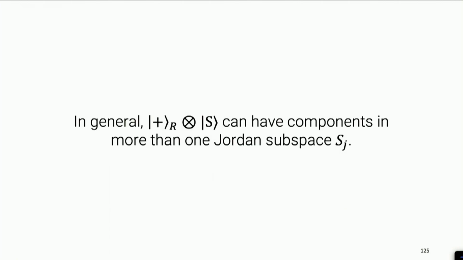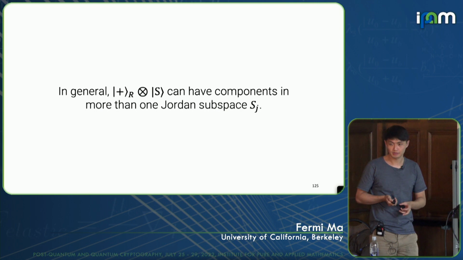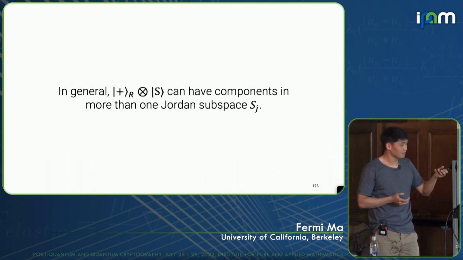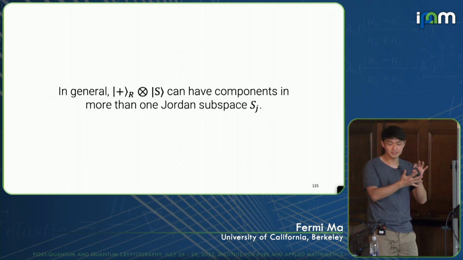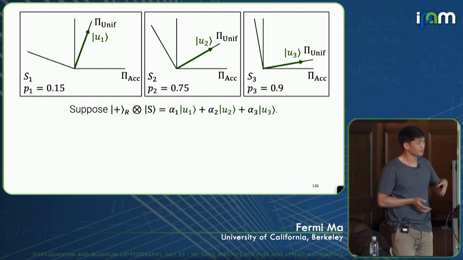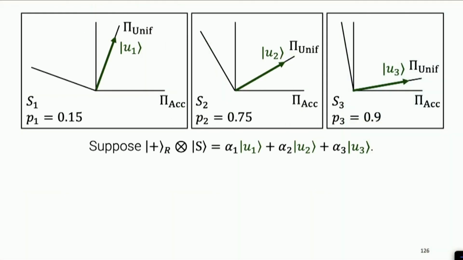OK, so in general, though, we don't have to just be in one Jordan subspace. What happens when your initial state plus R tensor S is contained in different Jordan subspaces? Well, you could have a picture like this. We're no longer in this well-behaved setting from the last talk where all the Jordan subspaces have the same angle. They can all have different angles, and these angles correspond to success probabilities. If this eigenvalue P1 is 0.15, that means if I were entirely in this subspace, then that would correspond to a prover with that success probability, like 0.15. And a general prover can have a component in this subspace, a component in this one, a component in this one. And so its success probability becomes the weighted average of the various success probabilities in each Jordan subspace.